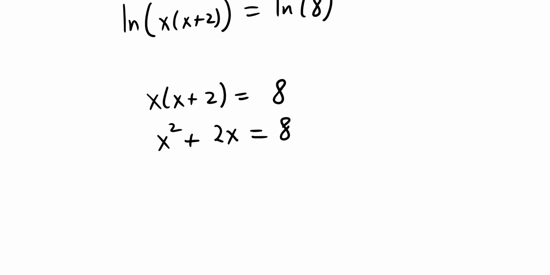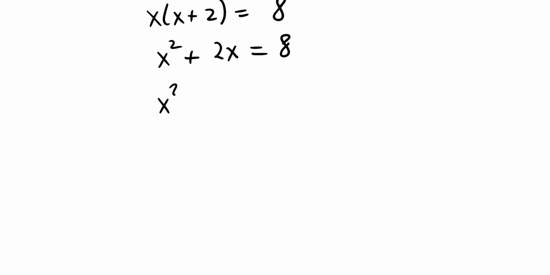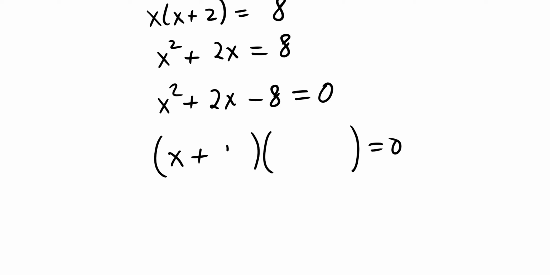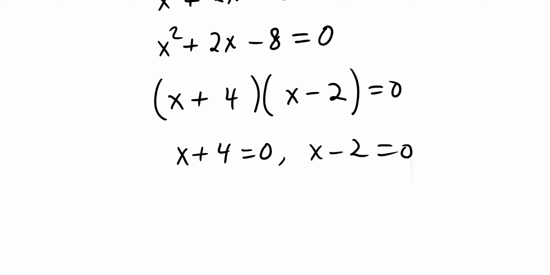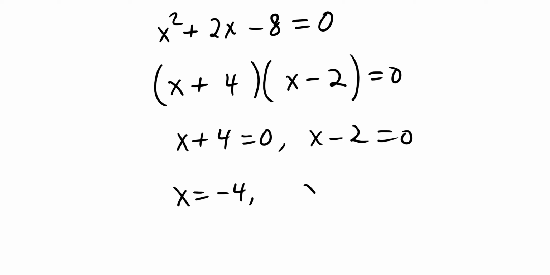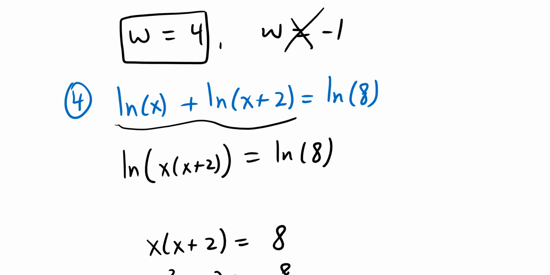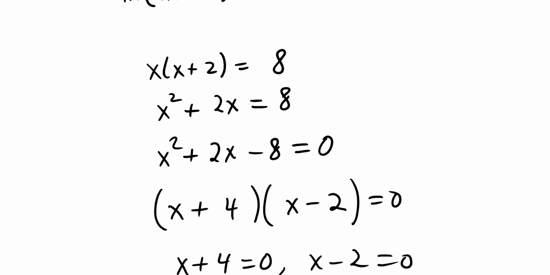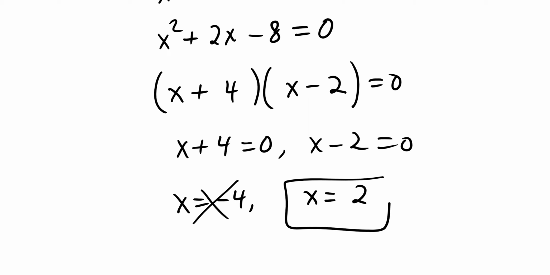How do we solve such an equation? I got a quadratic equation. Quadratic means always set it equal to 0. So x squared plus 2x, subtract 8 on both sides. Then we have x plus 4, x minus 2, set that equal to 0. Then you get x equals negative 4 or x equals 2. If I put 2 in, that's fine, but the negative 4 is not fine. So this one doesn't work, only this positive case works.